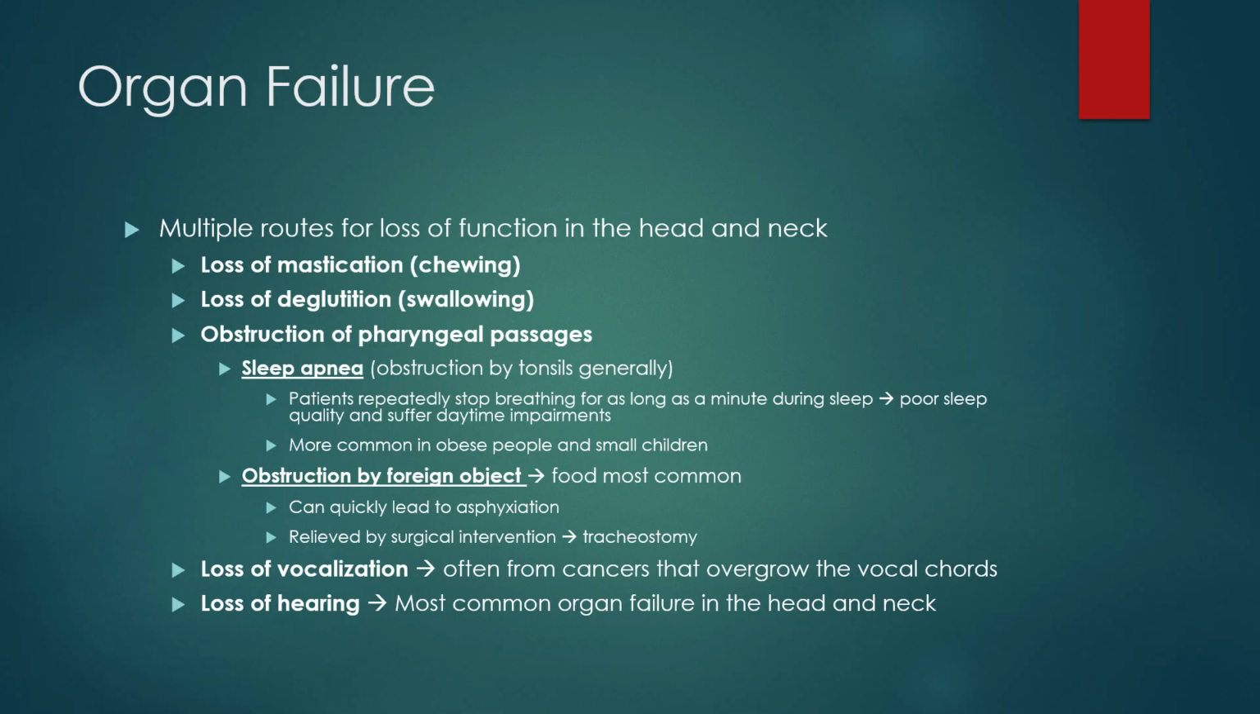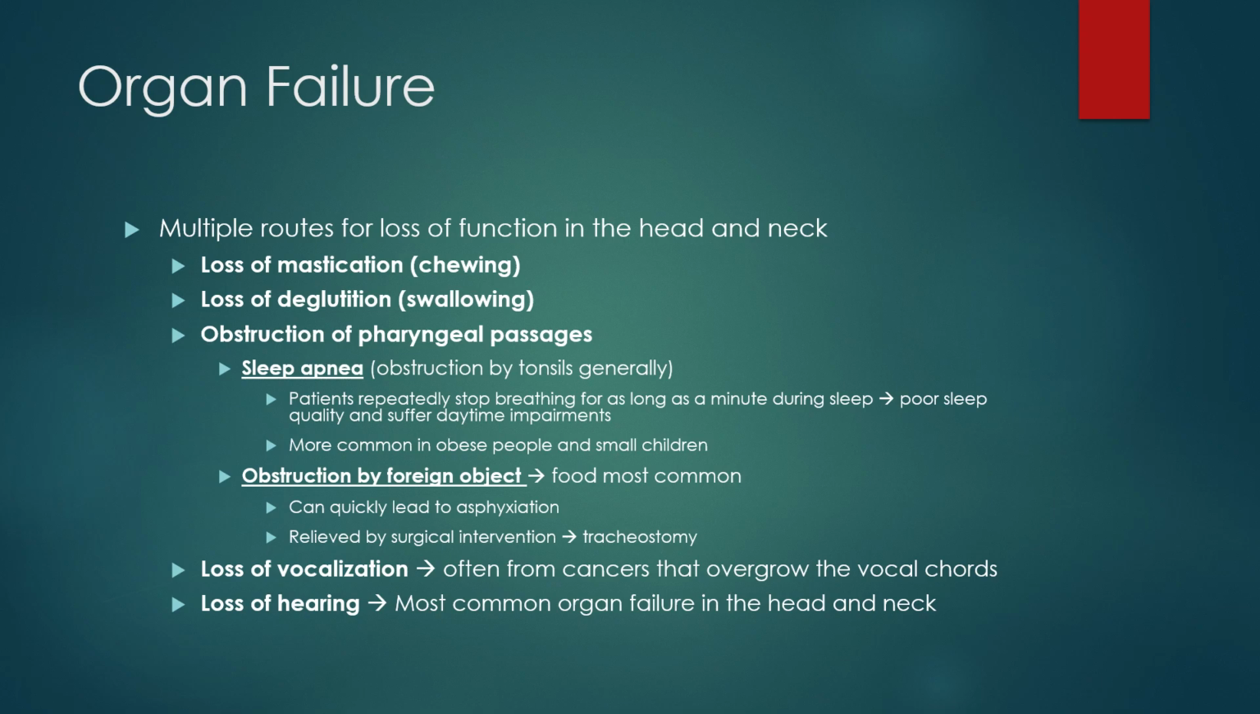Then we have loss of deglutition, which is swallowing. Swallowing is a beautifully coordinated process involving the tongue, the pharynx, the larynx, cranial nerves, and skeletal muscle. Tumors or inflammation affecting any of these structures can result in dysphagia, aspiration, or chronic pneumonia risk. Histologically, even small lesions can have large consequences depending on location.